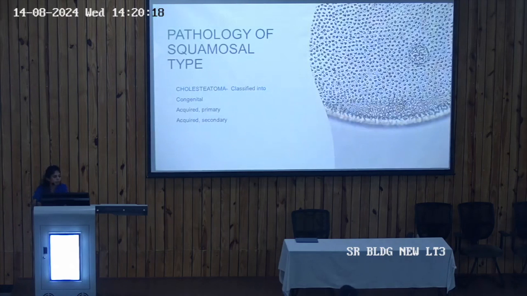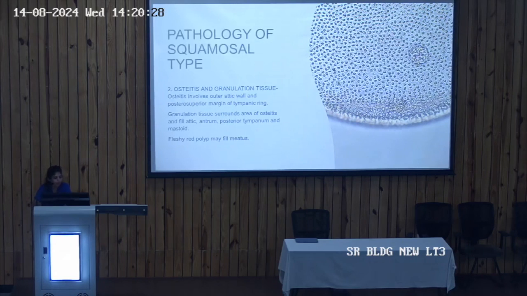Then coming to the pathology of squamosal type, basically squamosal means cholesteatoma, which can be classified into congenital, primary and secondary, which are acquired. Osteitis and granulation tissue is present. Osteitis involves the outer attic wall and the posterior superior margin of the tympanic ring. Then there is granulation tissue which surrounds the area of osteitis.